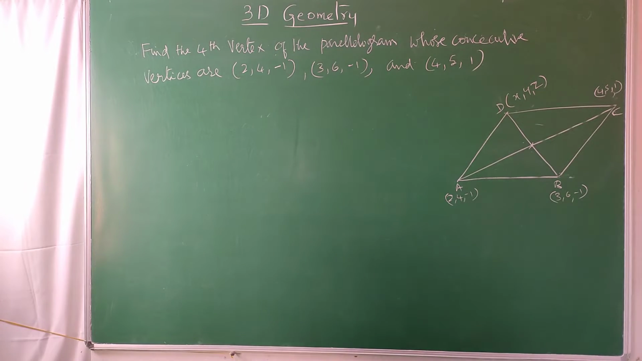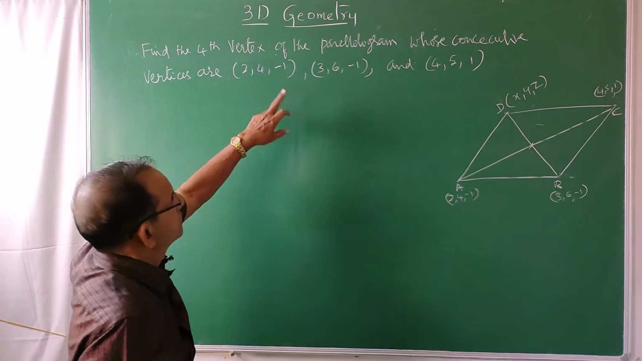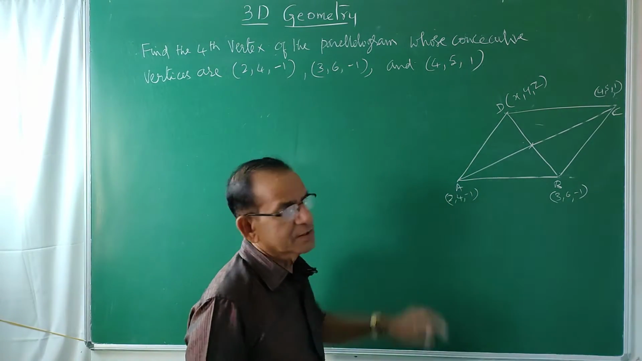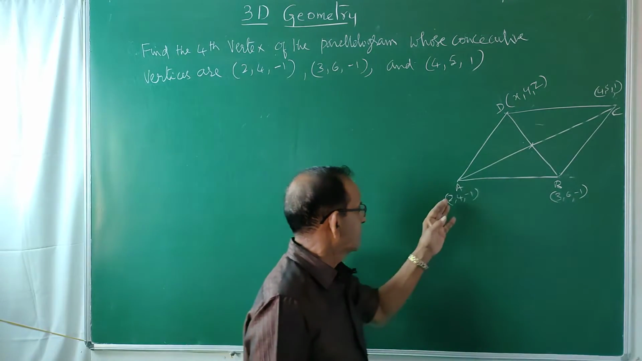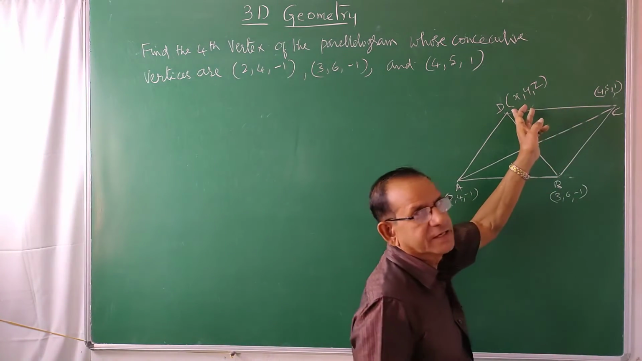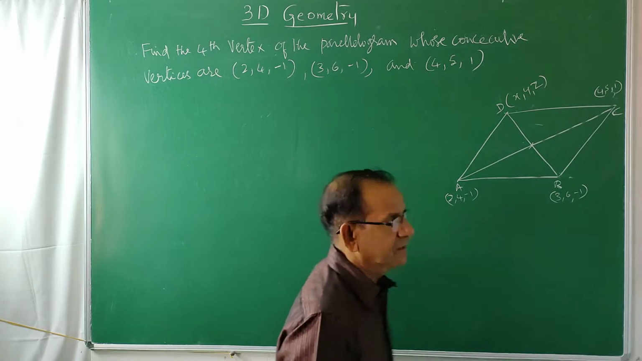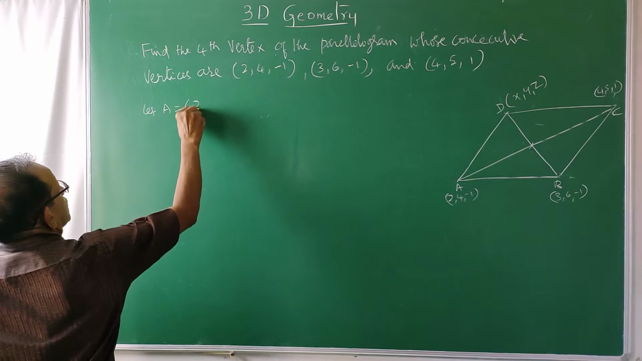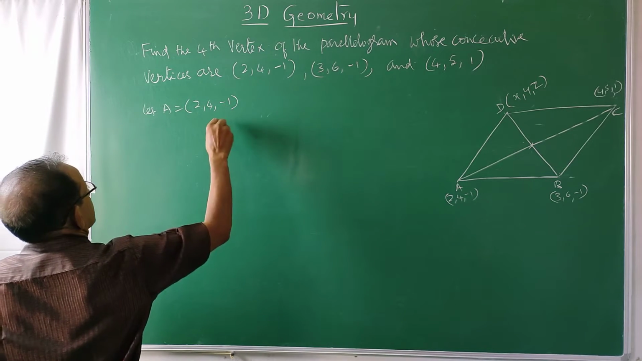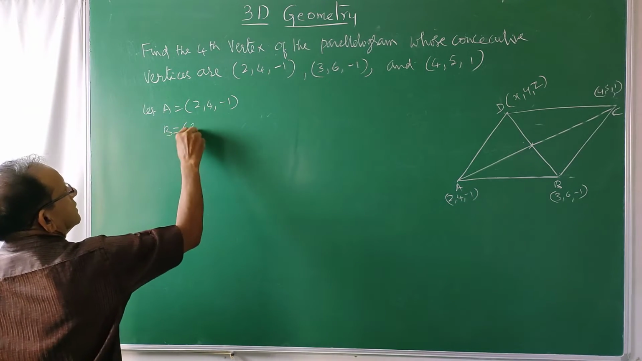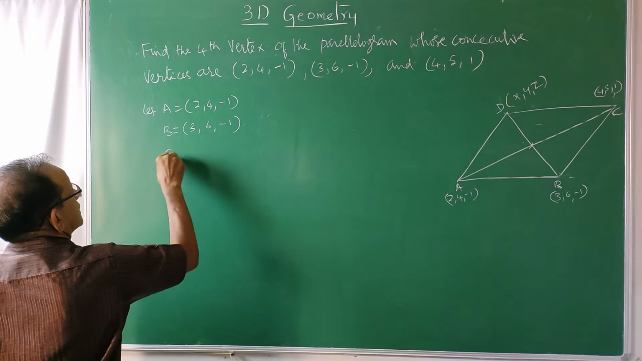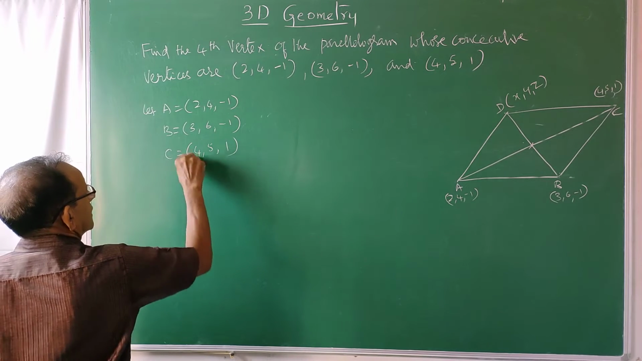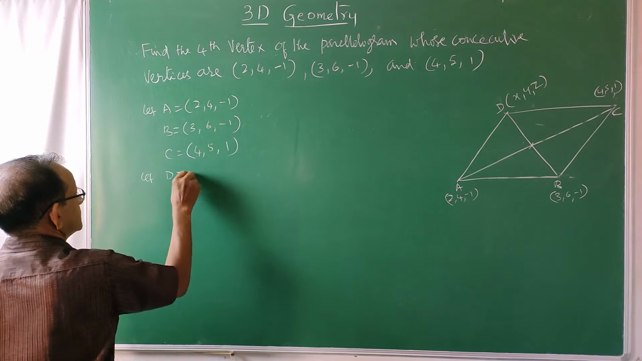Now say this question. For a parallelogram, first three consecutive vertices are given. We have to find the fourth vertex. Now this is A, B, C, and let us take D as x, y, z. We have to find out that one. Now let A is equal to 2, 4, minus 1. B is equal to 3, 6, minus 1. And C is equal to 4, 5, 1. Let D is equal to x, y, z.